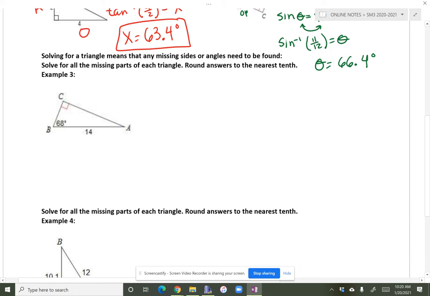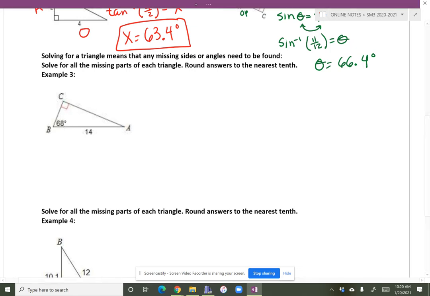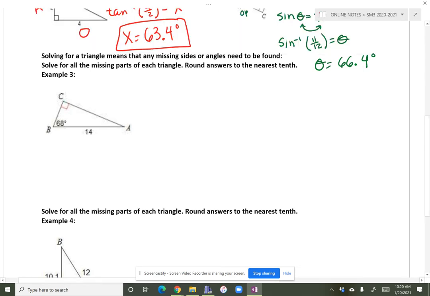Example 3 says the instructions for this say that to solve for a triangle means to find any missing sides or angles that need to be found. So you're going to have to use some thinking. We're solving for the missing parts of each triangle. The first thing I would do is find everything that's missing. Remember, big letters are our angles and little letters are the sides. I'm going to label my triangle like that.